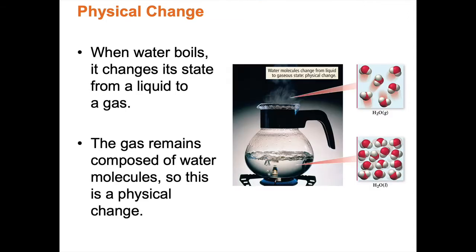For example, water, when it's a liquid, has the molecular formula of H2O. When we boil it, it changes from a liquid to a gas, and it's still H2O. This is a physical change, a change of state going from a liquid to a gas, but it remains H2O. That is the key. We need to look at the molecules themselves. We classify this as a physical change.